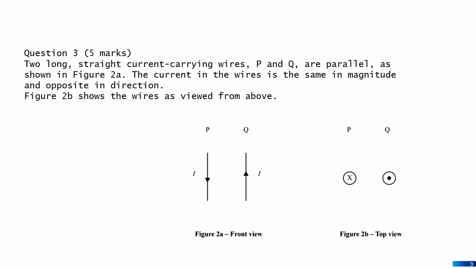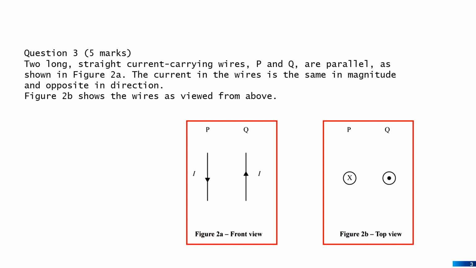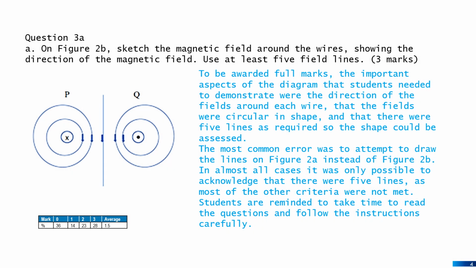Two straight current-carrying wires, P and Q, are parallel, and the currents are of the same magnitude but opposite in direction. Apply the right-hand rule to determine the direction of the magnetic field induced by the current. Please draw 5 field lines in figure 2b, not 2a. Since the magnetic field is a vector, both fields add to form the resultant vector in the middle. The middle field line is straight and the other field lines are circular.